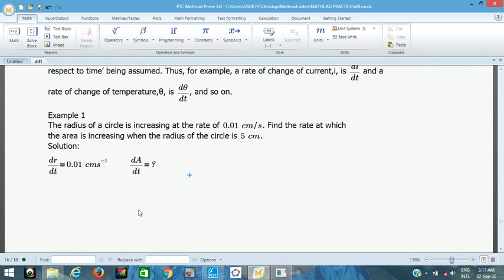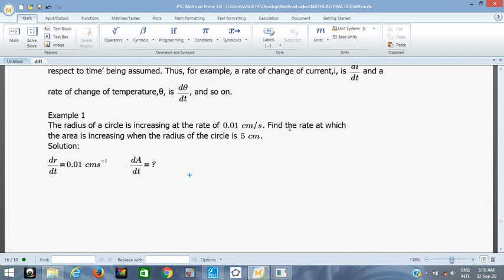All I want you to understand in this topic, rate of change, is to check what is given. The rate of what is given? Look at the unit. Most times the unit will guide you in case you don't understand. The question is talking about the radius of a circle increasing at the rate of 0.01. You see the unit centimeter, which is for radius, divided by time. So that means change in radius divided by time, dr/dt, is given.